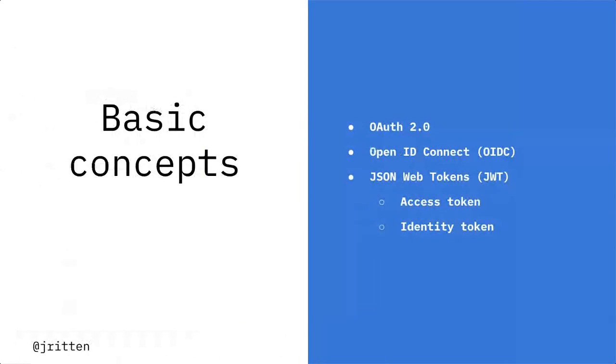Okay. So under the hood of authentication and authorization are the following basic concepts. So OAuth 2 is the open standard protocol that is used to provide application authorization. OIDC is an authentication layer that works with OAuth 2.